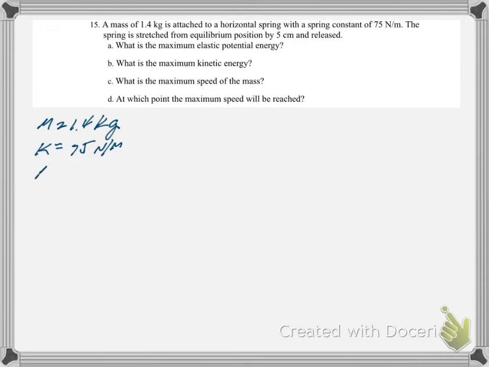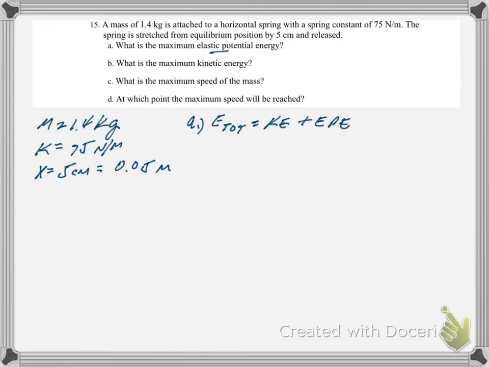So the displacement is 5 centimeters, which we have to convert to meters by dividing by 100. It's then released. A, what's the maximum elastic potential energy? So for A, we know that the total energy in a mass spring system is a combination of its kinetic energy plus its elastic potential energy.